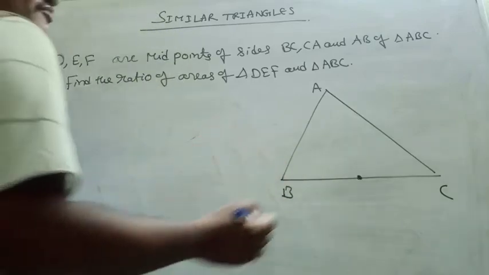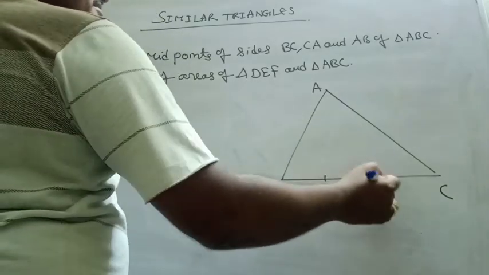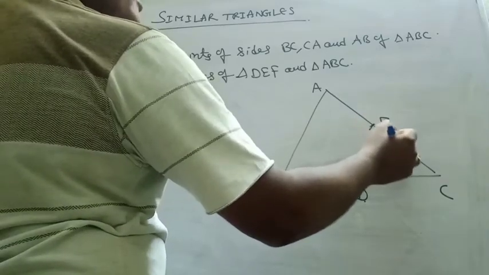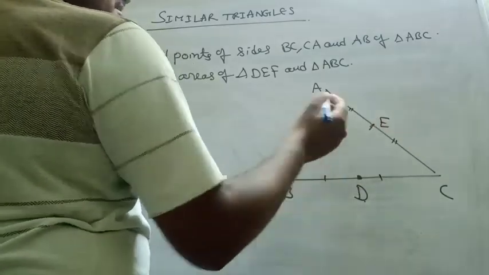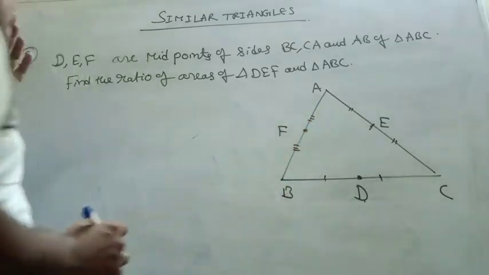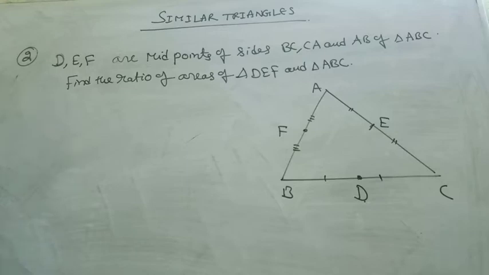D is the midpoint of BC, right? Like this. And E is the midpoint of CA, like this. And F is the midpoint of AB. Find the ratio of the areas of triangle DEF and triangle ABC.